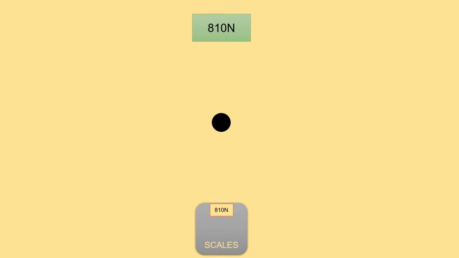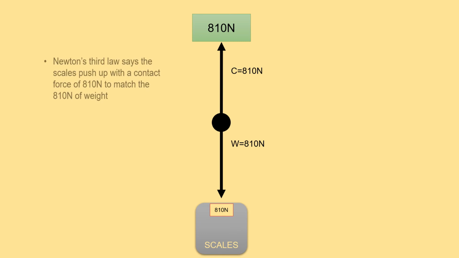This free body diagram represents the person standing on the scales. The scales show 810 newtons. That is a contact force. The weight equals the contact force. That is 810 newtons. Remember, the scales are measuring that contact force, not the actual weight.